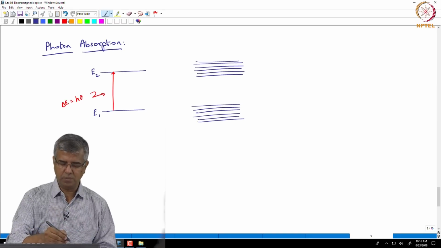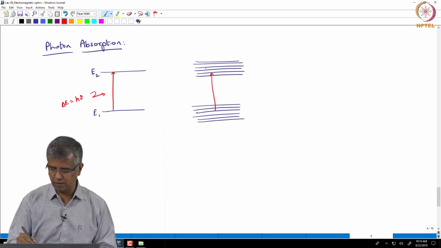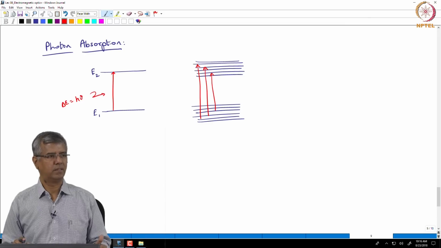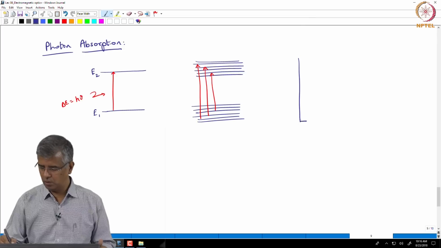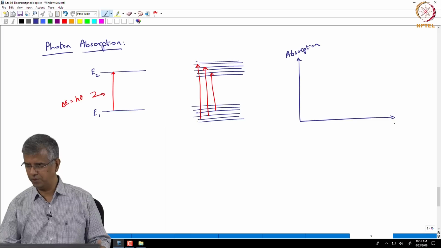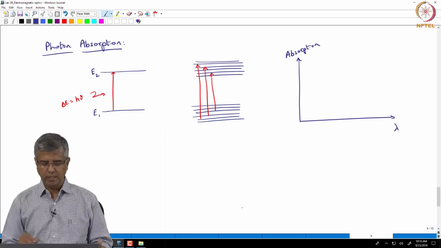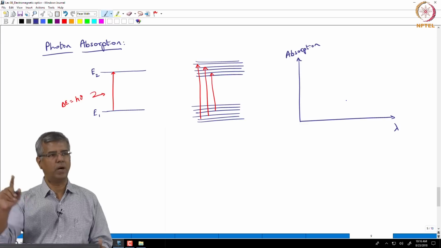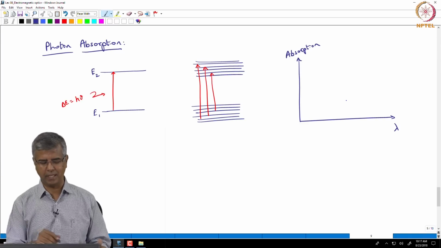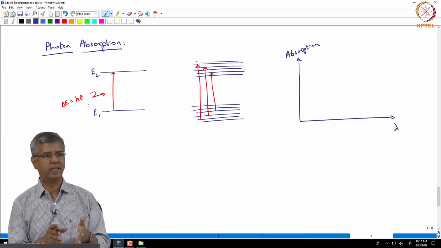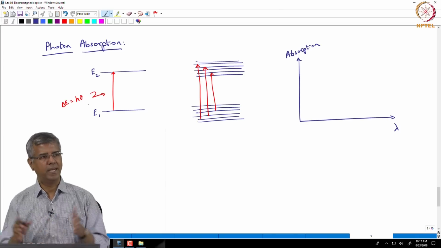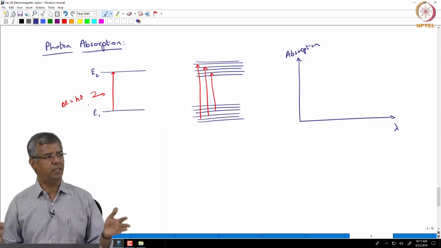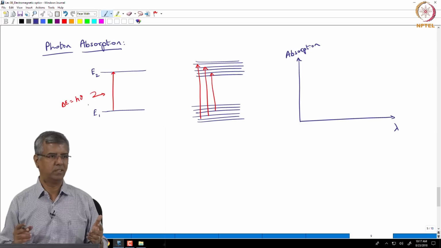You have a possibility that you could get absorption over a wide range of transitions. So in effect, when I am looking at absorption as a function of wavelength, in this case it would have been a delta function. There is only one particular frequency or one particular wavelength that can get absorbed in an isolated atom case. But when you are looking at a collection of atoms, you have a spectral band over which the absorption can happen.